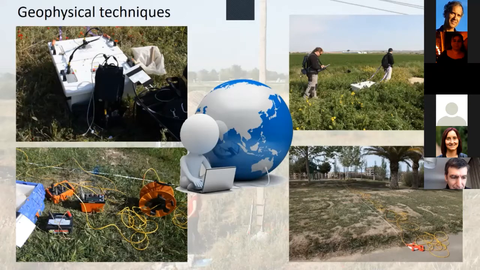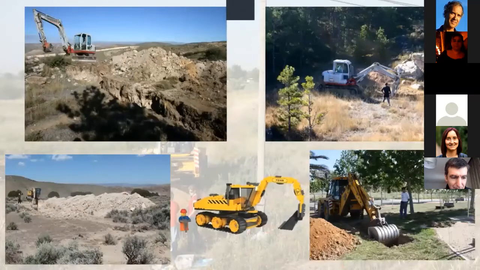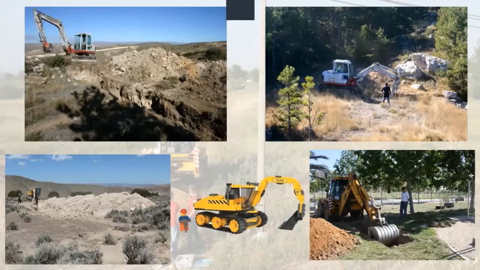Additionally, some geophysical techniques, such as GPR and electrical resistivity tomography, can be used to pinpoint the location of the trench. Here I have some samples of GPR and electrical resistivity tomography. Trenches should be excavated perpendicular to the investigated structures and be sufficiently long and deep to expose a complete log of the formation.